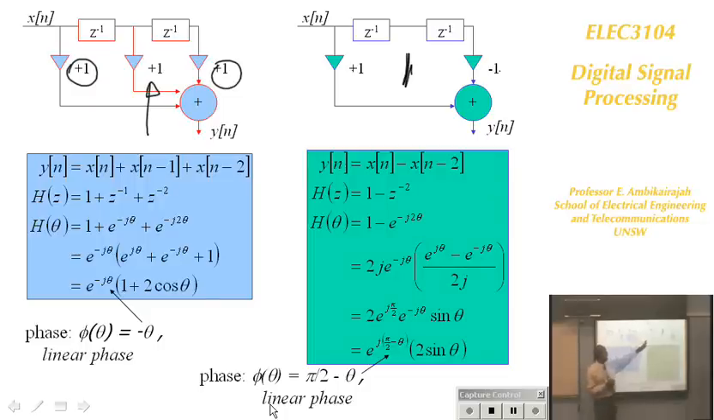Okay? We will come back to linear phase filters later on. They are symmetrical and anti-symmetrical. Okay? So do you understand, from a transfer function, how you extract the phase information?